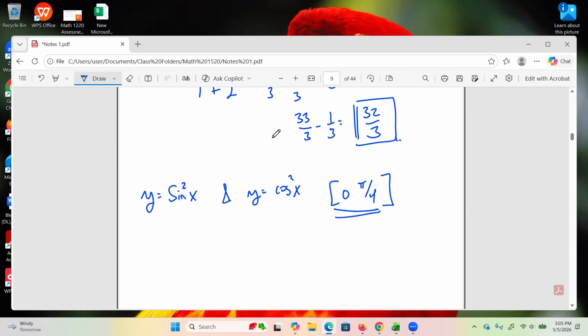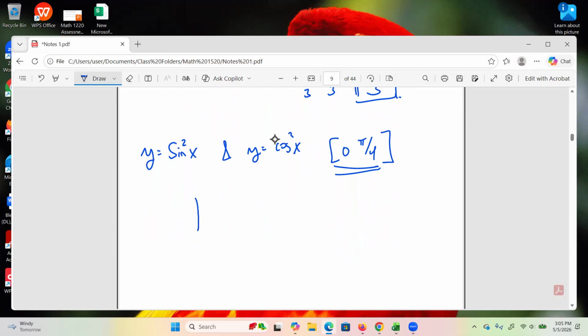We do have to figure out how we determine the top and the bottom here. What is the cosine of 0? Cosine of 0 is 1. 1 squared is going to be 1, so we're going to be up here somewhere. What is the sine of 0? Sine of 0 is 0. When we square it, we get 0, so we're going to be down here somewhere.